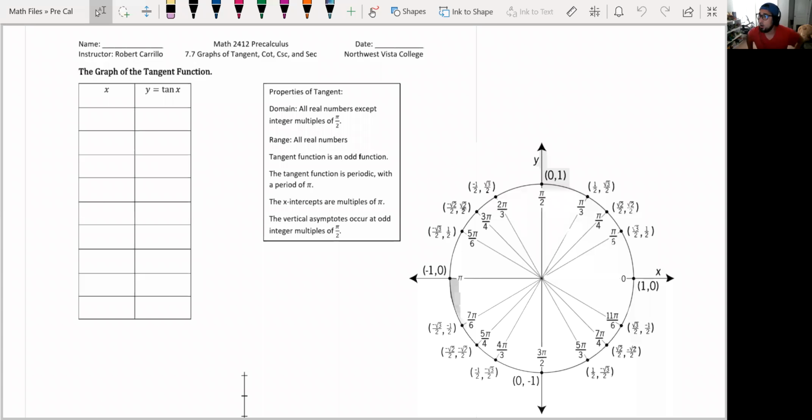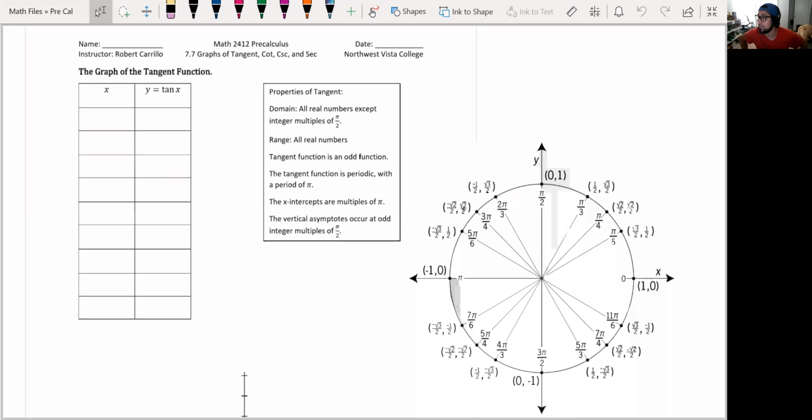Welcome. We are in 7.7. We are graphing the 4 remaining trig functions: tangent, cotangent, cosecant, and secant. Knowing what values to pick off the unit circle is very important for these 4 functions. So let's start with the tangent function.